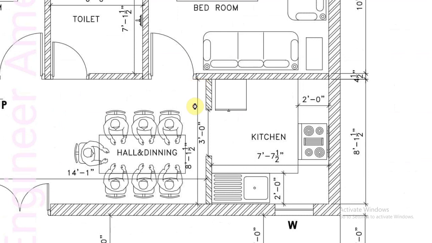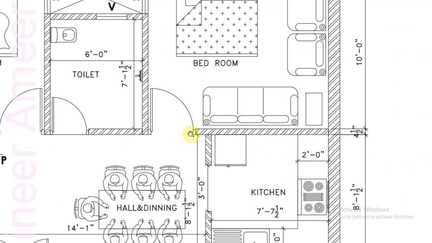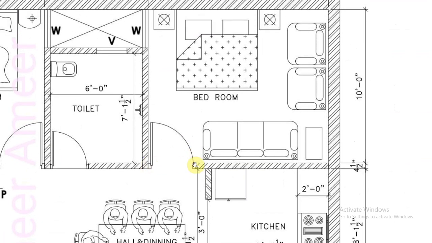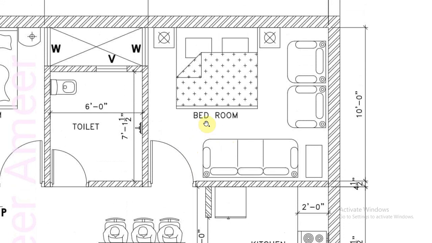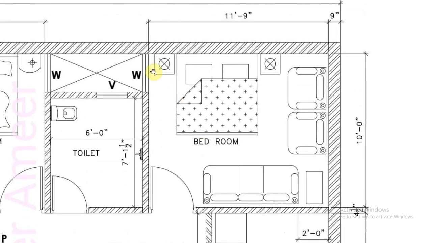Now we'll enter our bedroom. Here I designed one bedroom. This is the master bedroom. Here is the door, and this door size is 3 feet by 7 feet. This master bedroom size is 11 feet 9 inch, and I place one bed here, 6 feet by 6 feet. I also arrange two sofas, and the width of this master bedroom is 10 feet.